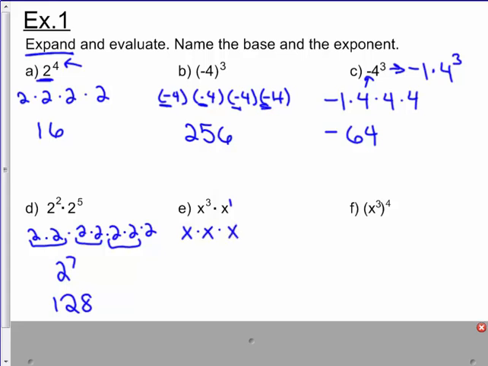X to the 3rd means x times x times x, and of course x to the 1st is just 1x. How many do I have then? I have 4 x's, so it's going to be x to the 4th power. In F, it's x cubed to the 4th power, so my base, x cubed to the 4th power. That means x cubed times x cubed times x cubed times x cubed. Oh, what does x cubed mean? That's x times x times x. So I'm going to write all this out.